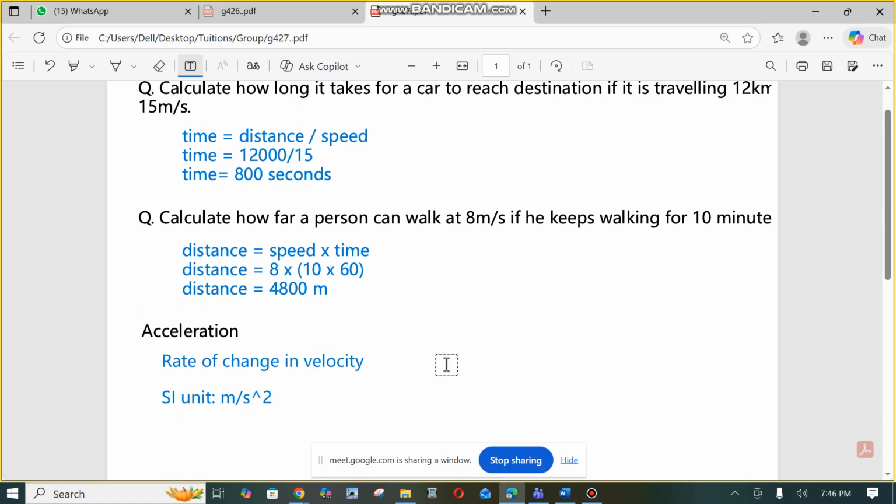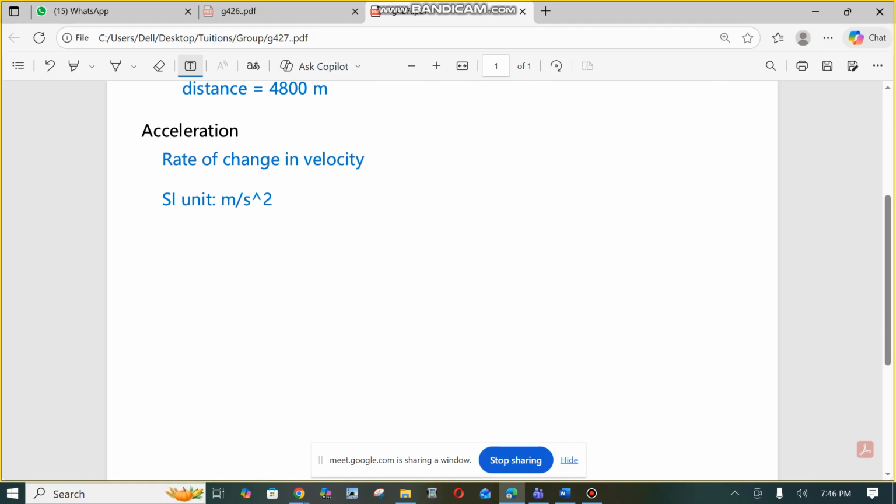Acceleration is going to be a rate of change in velocity, which means if I'm speeding up and pressing the accelerator of the car, I am changing the velocity. And if I'm applying the brakes, I'm decreasing the velocity. Similarly, it will cause deceleration.